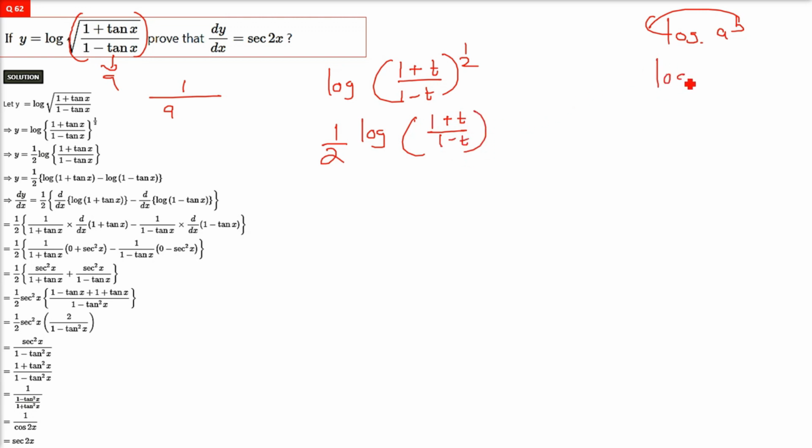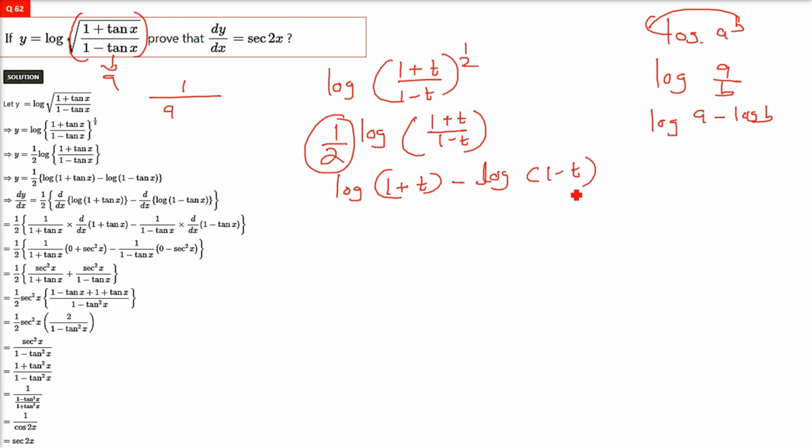So half comes in front of log of 1 plus t by 1 minus t. Now, log a by b, what is log a by b? Log a minus log b. Half will be taken care of later. So log of 1 plus t by 1 minus t, t of course is tan theta, tan x. So log 1 plus t minus log 1 minus t. So we have applied another property of log a by b.